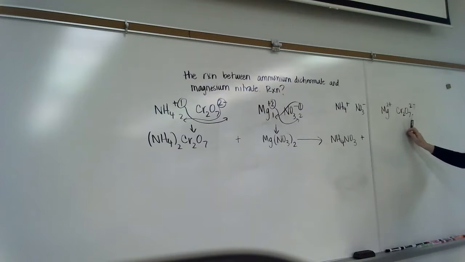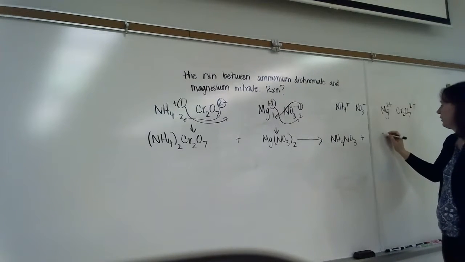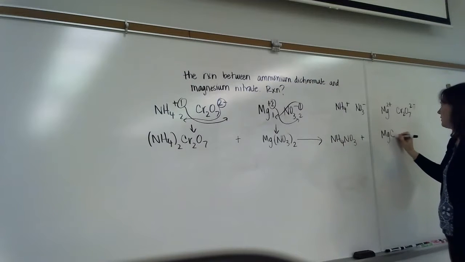So this is a 2 and 2. So does that need any subscripts as well? No, no subscripts needed, right? Because that's a 1-to-1 ratio as well. So that would be MgCr2O7.